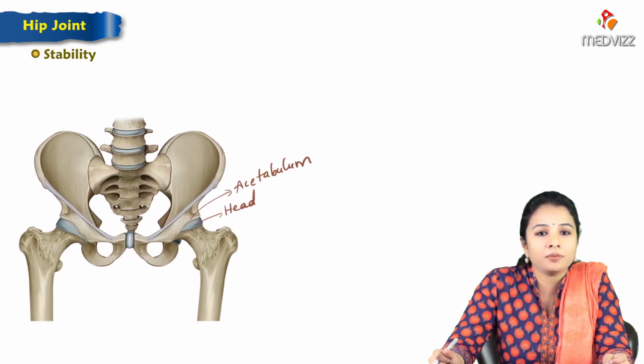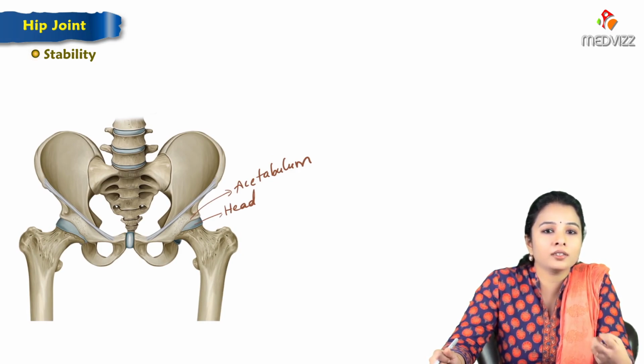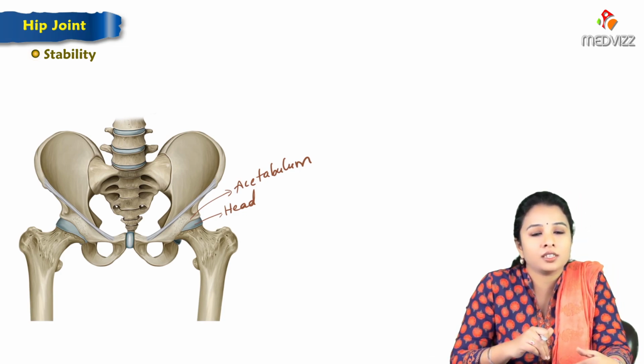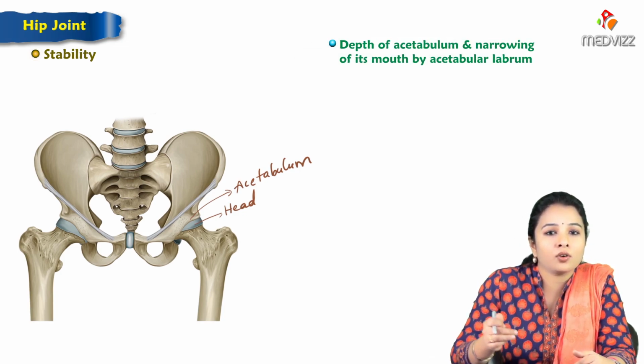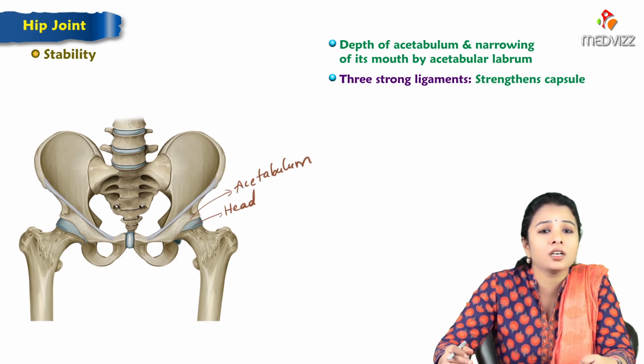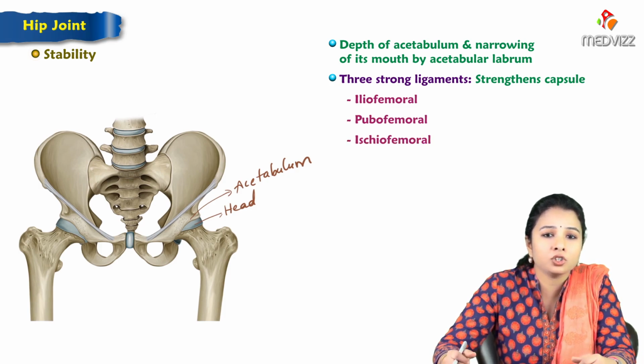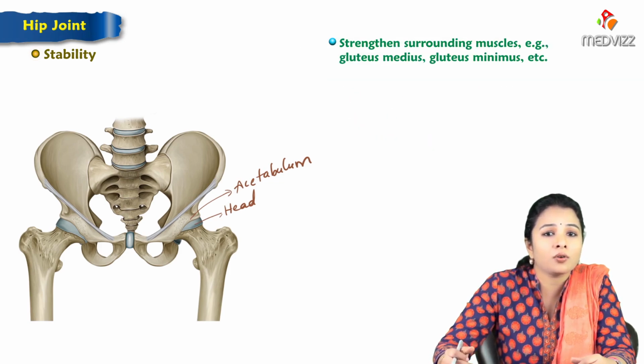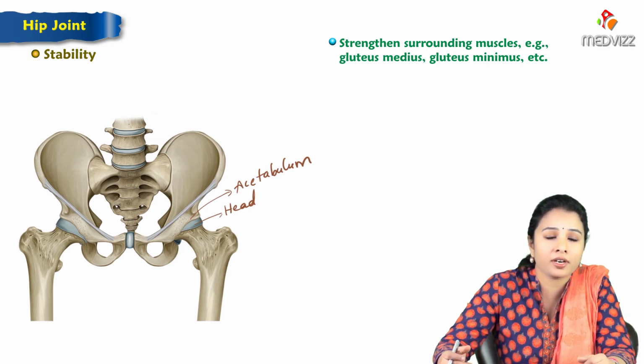Now the factors providing the stability of the hip joint, preventing it from dislocation. We can see the acetabulum is quite deep and narrowed at its mouth by the acetabular labrum. There are three strong ligaments associated with the hip joint, the iliofemoral, pubofemoral and ischiofemoral, which strengthen the capsule of the joint. The strength of the surrounding muscles like gluteus medius, gluteus minimus and other gluteal muscles protects the joint from the anterior and posterior aspect.